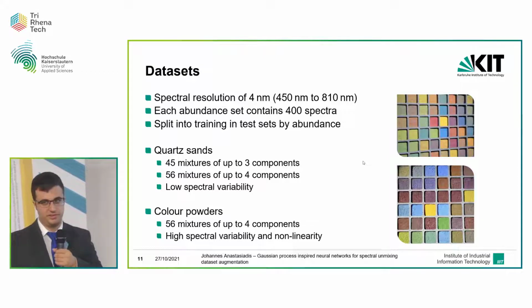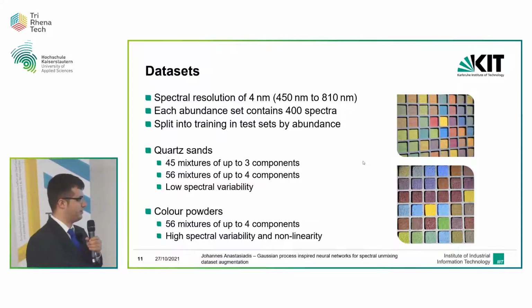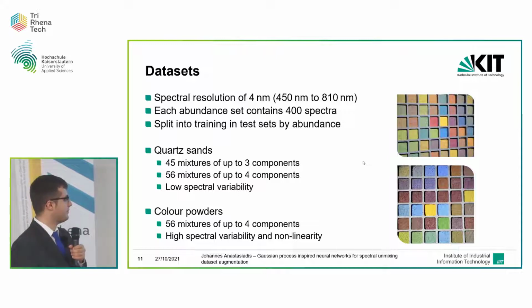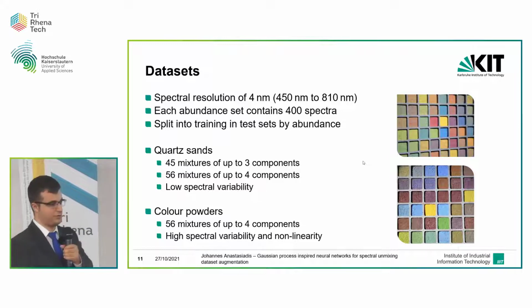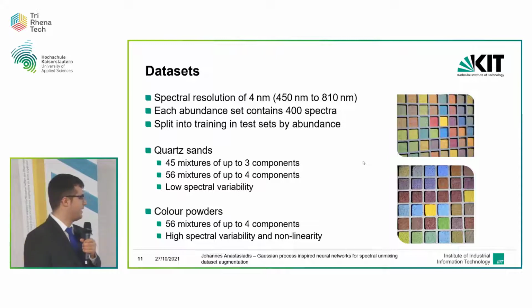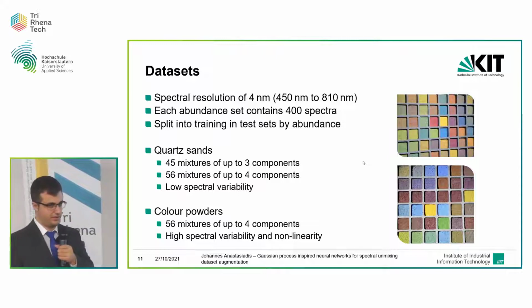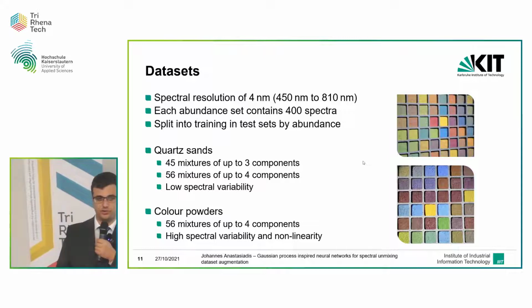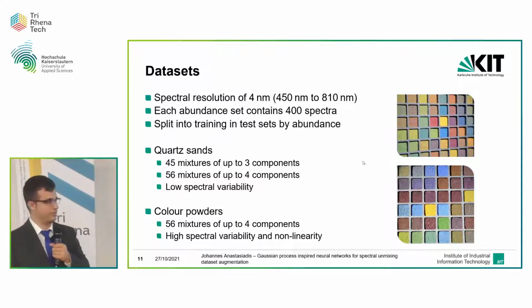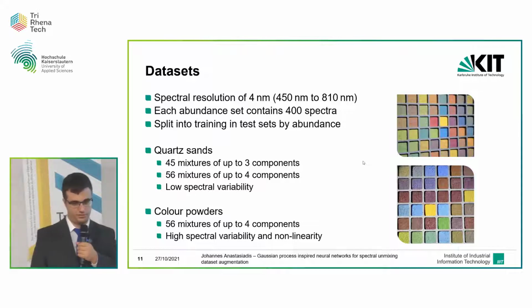We use two different kinds of materials to create these data sets, colored quartzons and colored powders. Here we have two different data sets with a different amount of components. And here spectral variability is lower, and here it's higher. This is because here those powders are very fine and they tend to clump together, which makes it more difficult. Maybe you can see it on this picture.